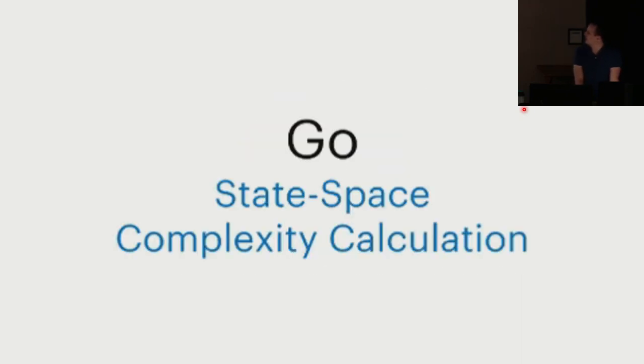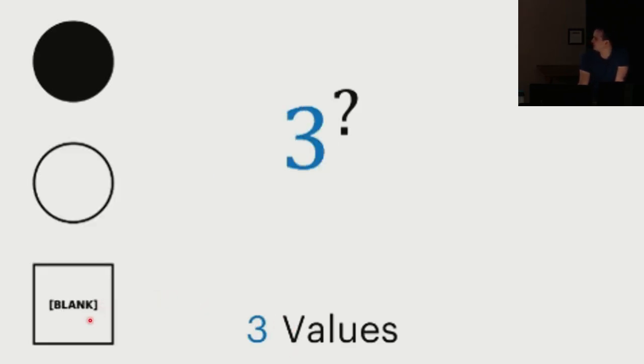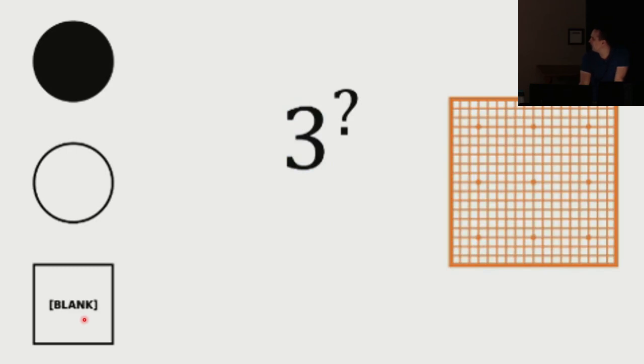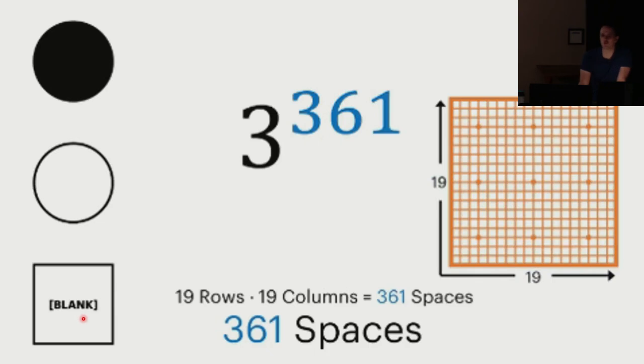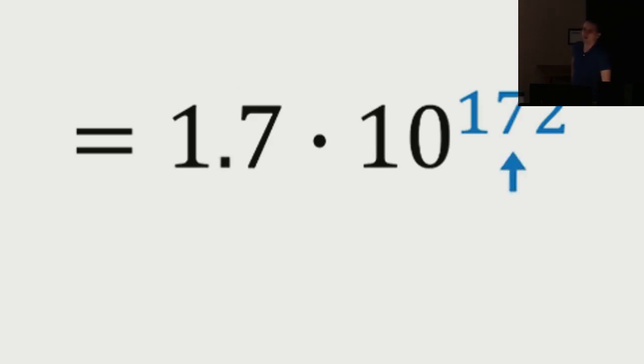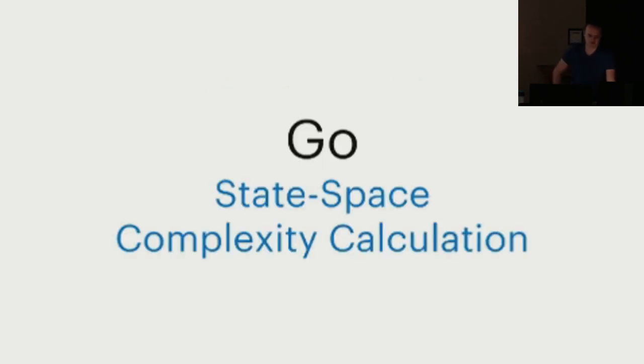Then they come to you and they say, Go, the board game. Let's have a look. Each space on the board can have 3 values, just like tic-tac-toe. Okay, we're starting out pretty well. Uh-oh. There are 19 rows and 19 columns, and there are 361 possible places we can put a piece, right? So there's 3 to the 361, which is, yeah, so big that it doesn't even matter anymore. So we cannot enumerate all the possible states of a game like Go and find the best solution.